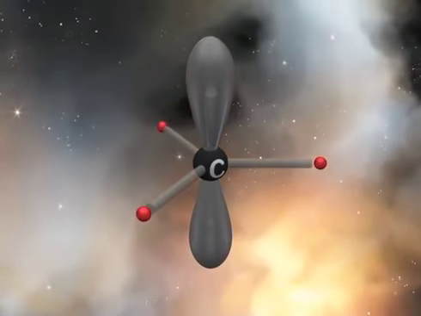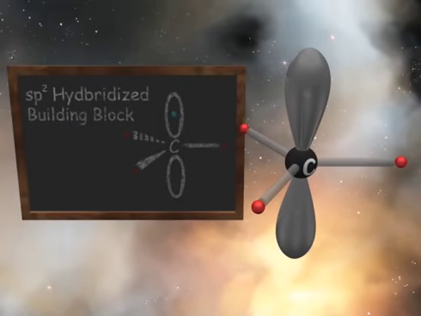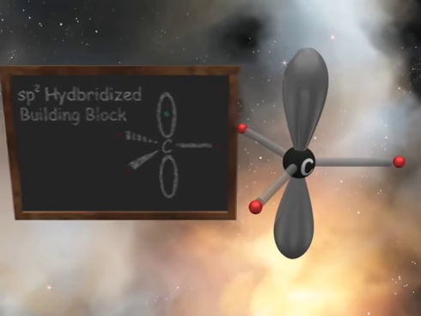Your instructor will often draw the sp2 hybridized carbon on the blackboard as shown. Again, remember that solid lines are in the plane of the board, wedges are coming out of the plane of the board, and dashed lines are going back behind the plane of the board.